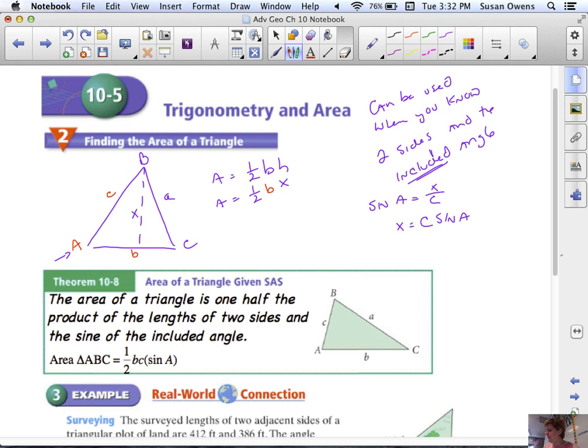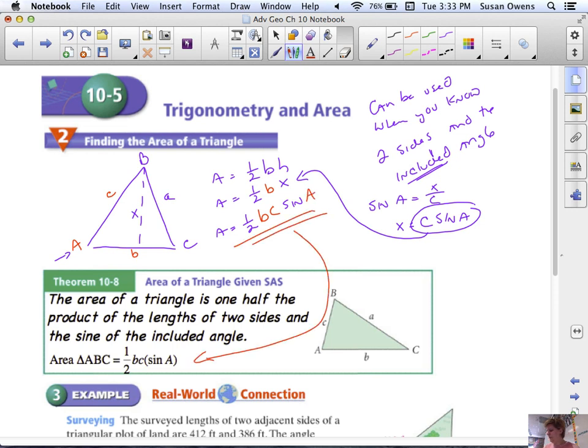And if I take this and I plug it in here for x, what I end up getting is the area is 1/2 B, which I'm going to know, C, which I know, and then the sine of A. And that's the formula they have right there. So it's a nice formula to use anytime that you have an angle and you have two sides.